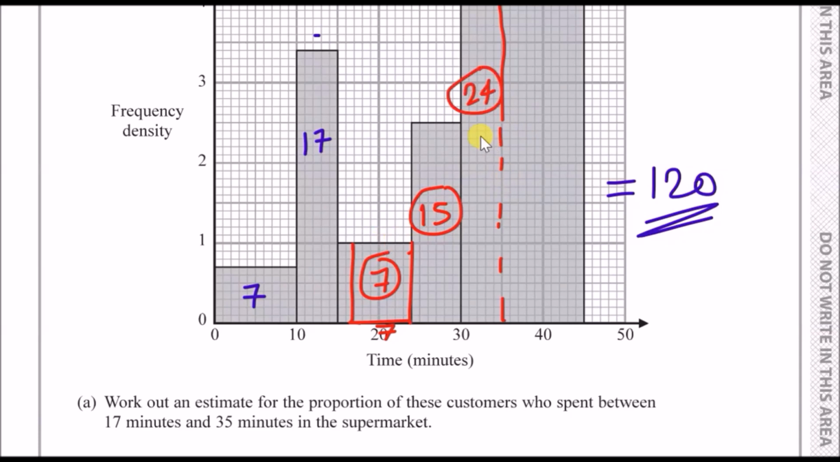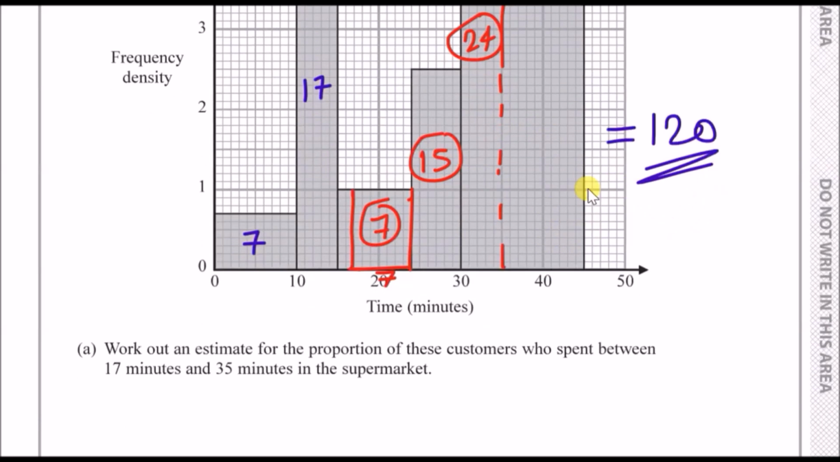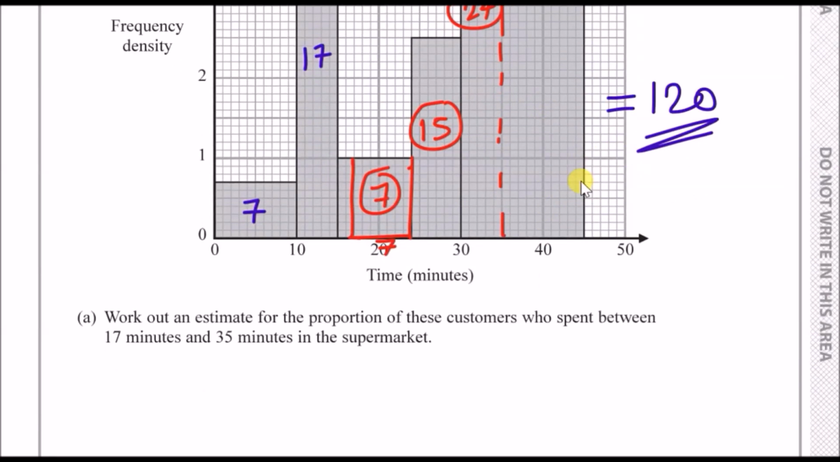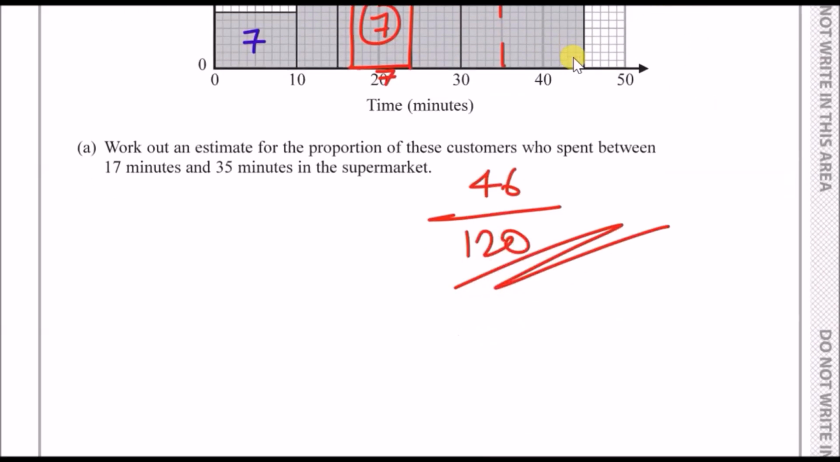And now finally, guys, all you do is literally add these numbers up. So 7 plus 15 plus 24. That should give us an answer of 46. So therefore, the proportion is going to be 46 out of the total number, which is 120. And that's it for A.